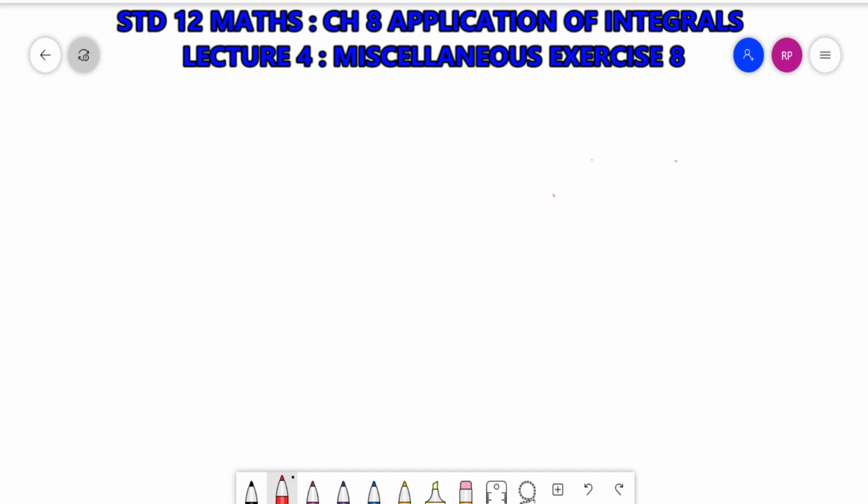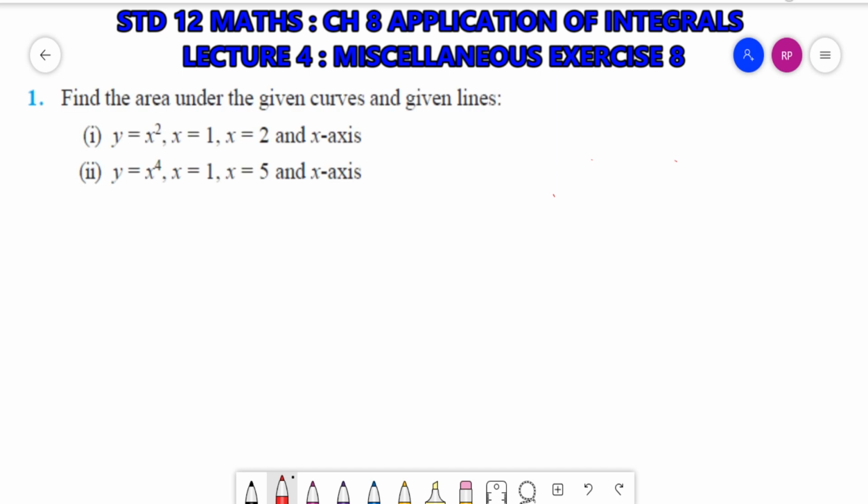Students, welcome back. I'm Rinkesh sir, and today we'll start with miscellaneous exercise 8 of chapter number 8, that is applications of integrals. Let's start with question number 1. Find the area under the given curves and given line.